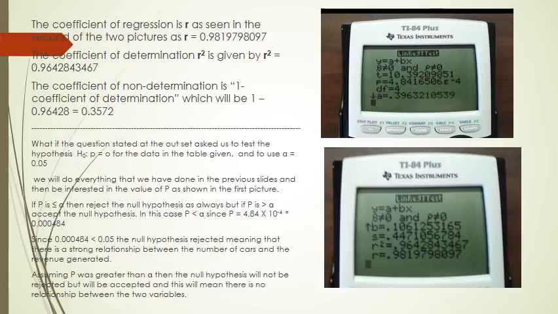Now if we look at the pictures to the right, we'll see that the correlation coefficient, R, is given as 0.98197988097, which is here in the calculator. That's the coefficient of regression. So that's how the calculator gives you the coefficient of regression. And then the coefficient of determination, R squared, is given by R squared equals 0.964284347, and that's it here on the calculator.